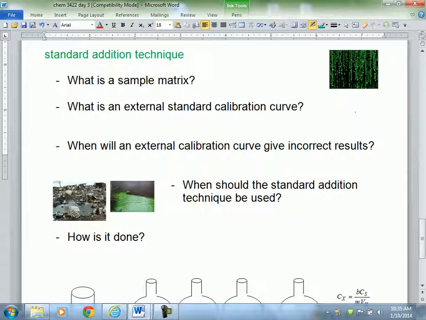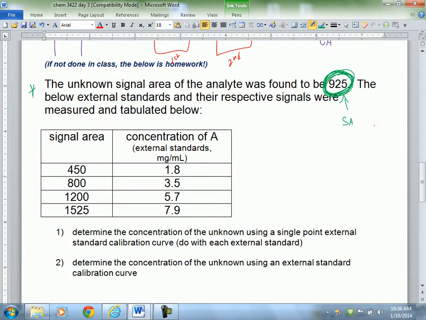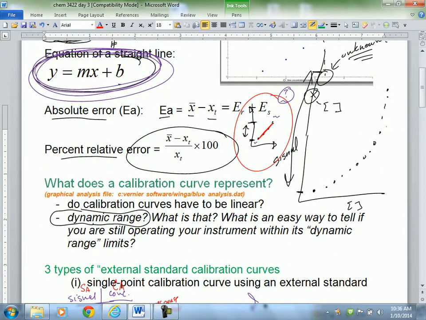Standard addition technique. Sample matrix. I think we talked about this in analytical. Maybe not. Did we? Matrix. Does it sound familiar? What was it? The chemical, perfect. The chemical environment of your analyte. Whatever's chemically around it. Okay? So what is an external standard calibration curve? What is an external standard calibration curve? Is that just this stuff?